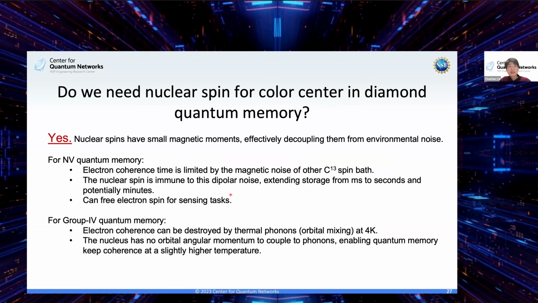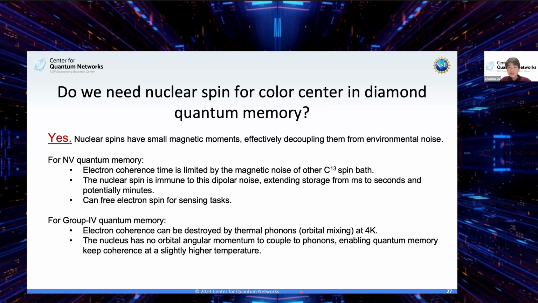So why do we need nuclear spin for color center in diamond quantum memory? The main reason is because nuclear spin is less coupled to the environmental noise, so that you will have a better coherence time. But if you really look into different quantum memories, like NVs versus the group 4 vacancy centers, it's quite different.